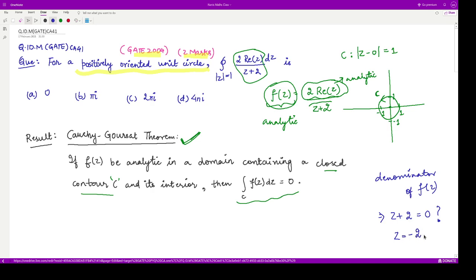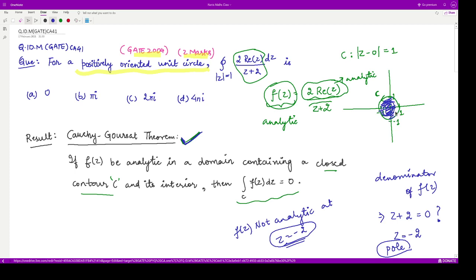So at z is equal to minus 2, we have a problem. We say at z is equal to minus 2, we have a pole. So that means our function f of z is not analytic at z is equal to minus 2. If it is not analytic at this point, then we cannot apply this result directly. So we have to check whether this point z is equal to minus 2 belongs to our given region, that is the inside of the circle, or not.